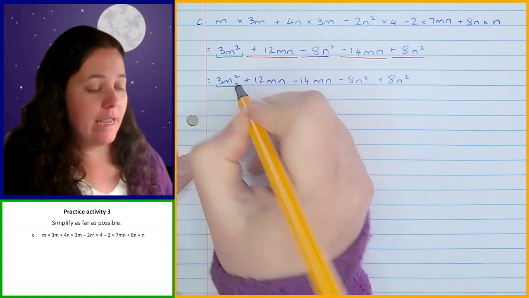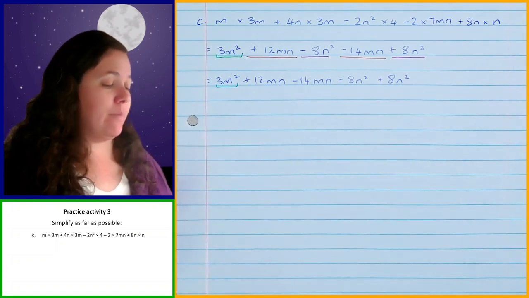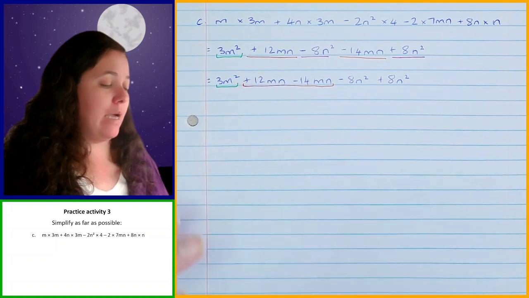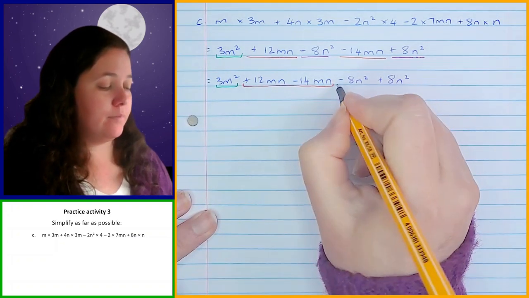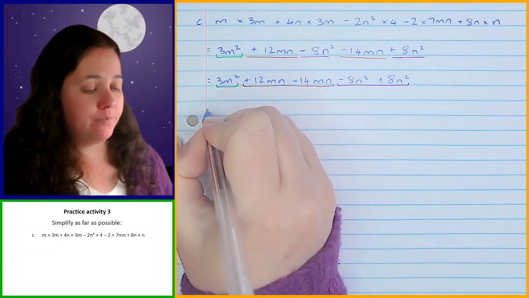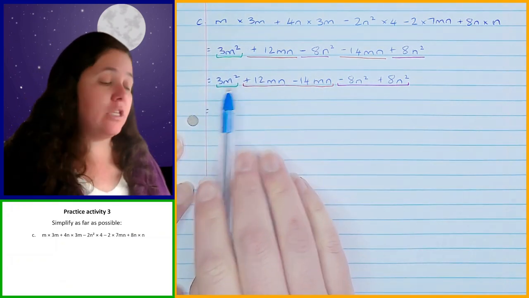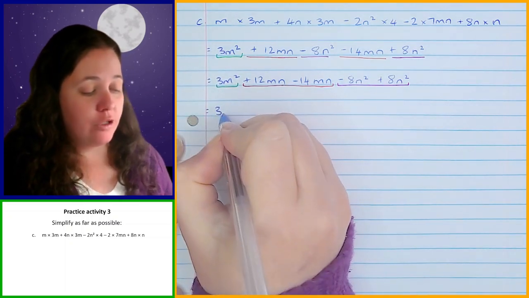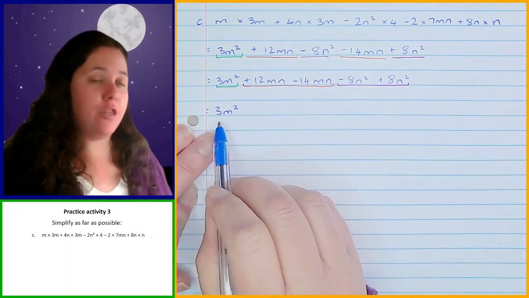Okay, so now I can go and simplify it. So I've got my m squared over there. I've got my mn's over here, and I've got my n squareds over here. Okay, so first, my m squared. There are no other m squared terms, so it's just going to stay as it is. It's not going to change. So it's going to stay 3m squared.